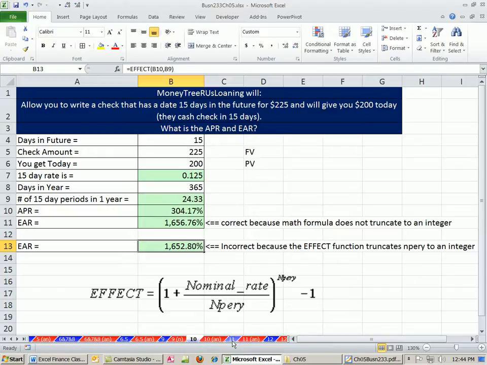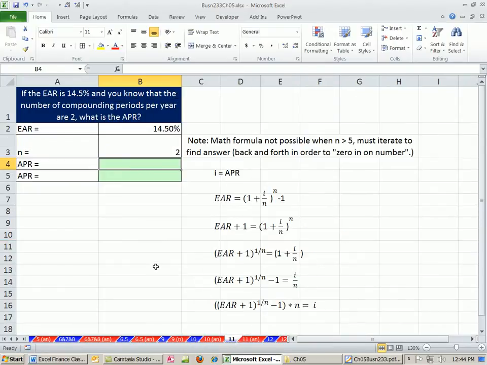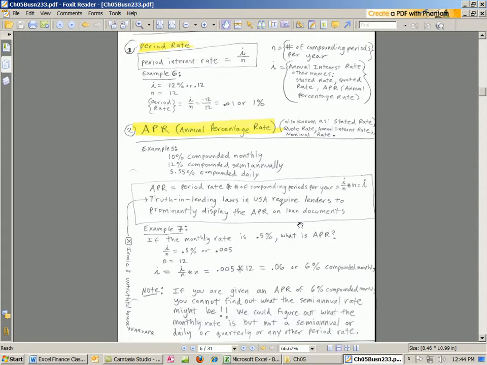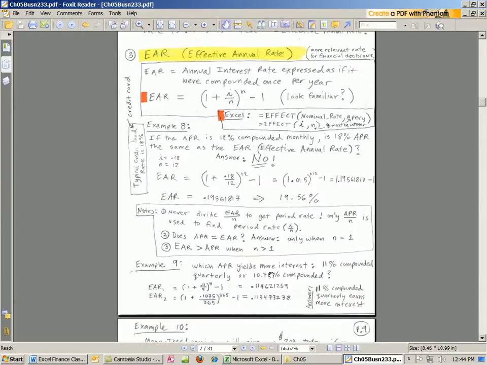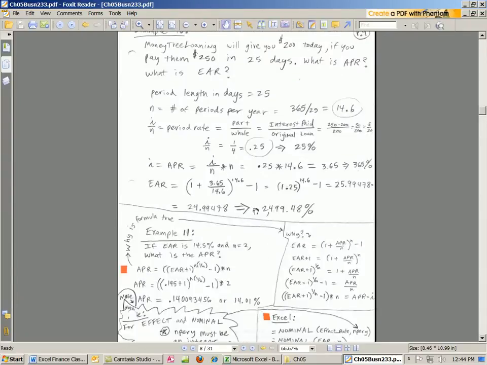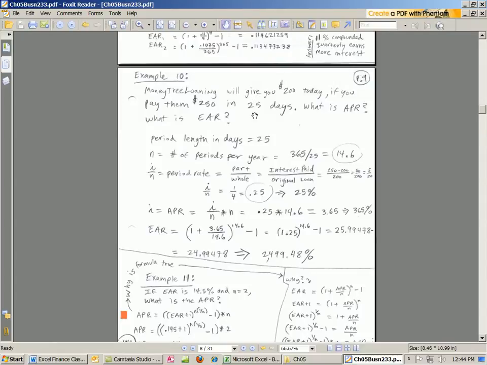All right, let's look at our last example. Sometimes we know EAR, effective annual rate, and we need to figure out APR. Now, I'm going to show you the math just briefly. Actually, we could go over to the PDFs. I have all of this here with some good notes, all the examples we just did. The loan tree example is a little bit different.